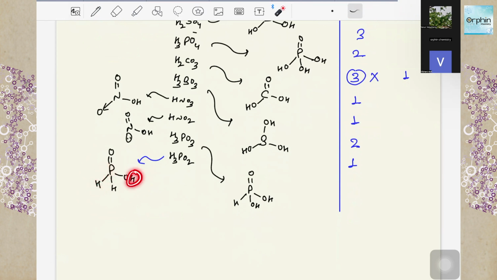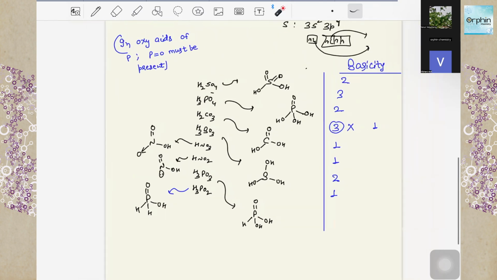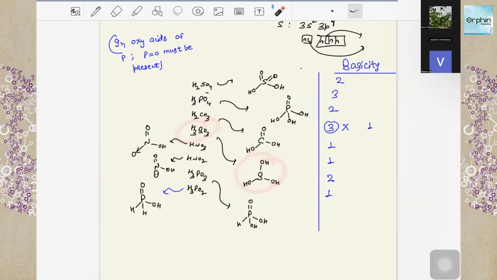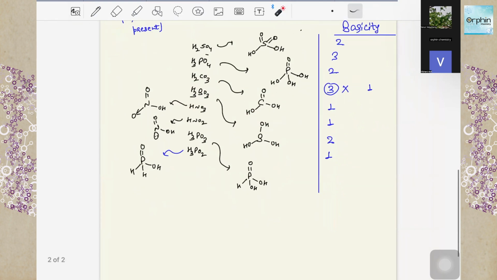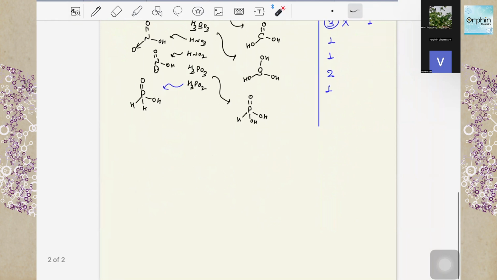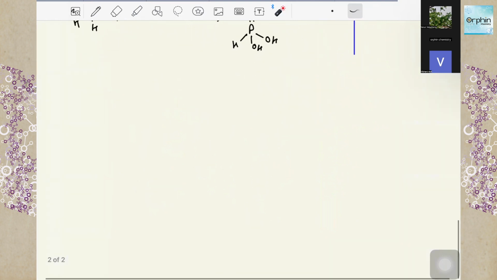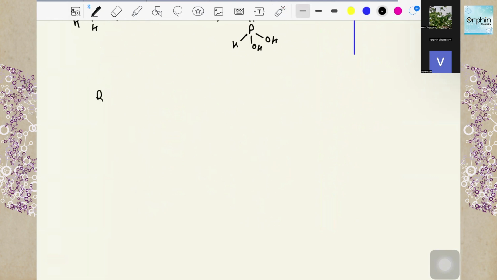But this hydrogen can be removed because it will be doing resonance, and it won't be doing resonance if you remove this hydrogen from here. So basicity is what? Hydrogens which are connected with oxygen directly. In the case of H3BO3, it is not 3, it is 1 that I'll be teaching you. Right. Okay. So I think that we can take it now only. Otherwise, you will be thinking, sir, why the basicity in the case of H3BO3 is not 3.